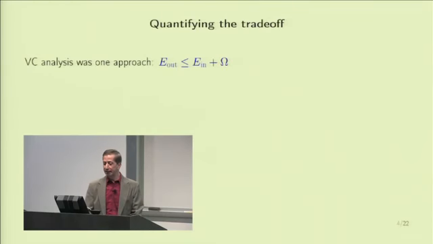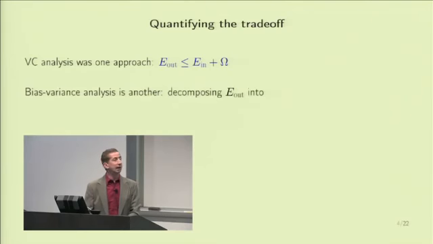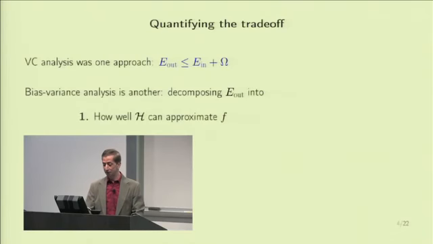Now, the bias-variance analysis has another approach. It also decomposes E out, as you did in the generalization bound. But it does decompose it into two different entities. The first one is an approximation entity. How well can H approximate F? Well, what is the difference then? The difference is that the bias-variance analysis asks the question, how can H approximate F overall? Not on your sample, in reality.